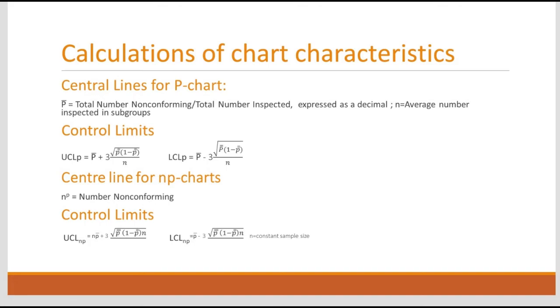Now coming to the NP charts. The nP represents the number of non-conforming units. Now let us look at the control limits for the NP charts. The upper control limit for the NP chart is given by n times P bar plus 3 times the square root of n times P bar times (1 minus P bar), whereas the lower control limit for the NP chart is given by n times P bar minus 3 times the square root of n times P bar times (1 minus P bar). Here n represents the constant sample size.